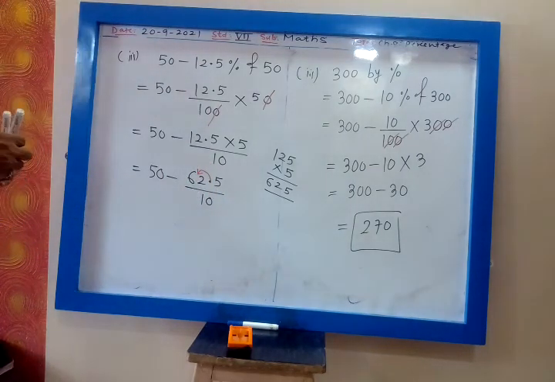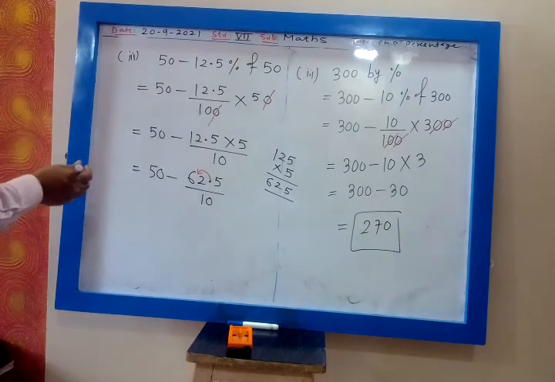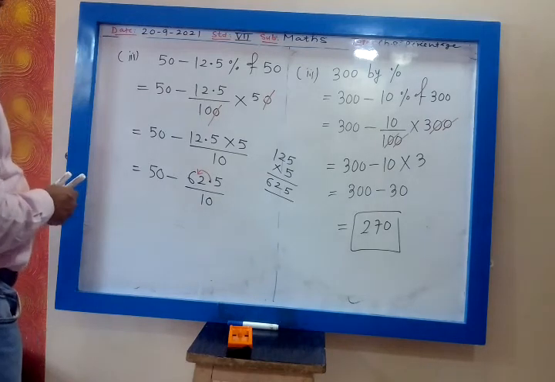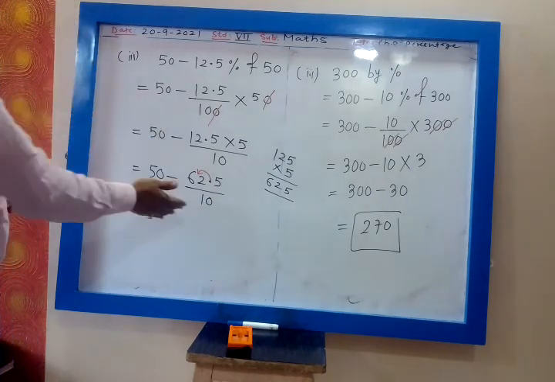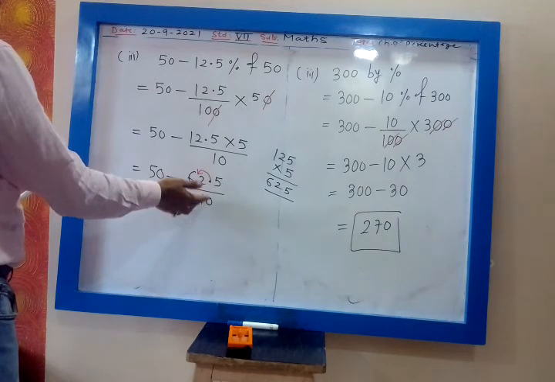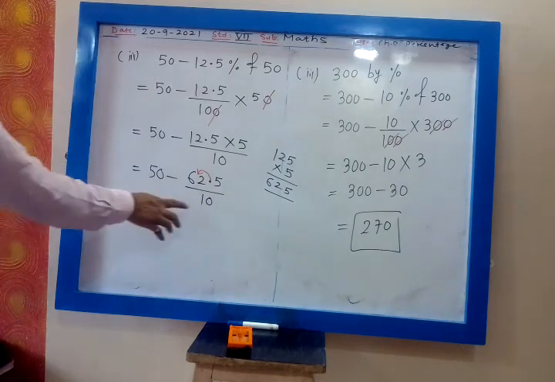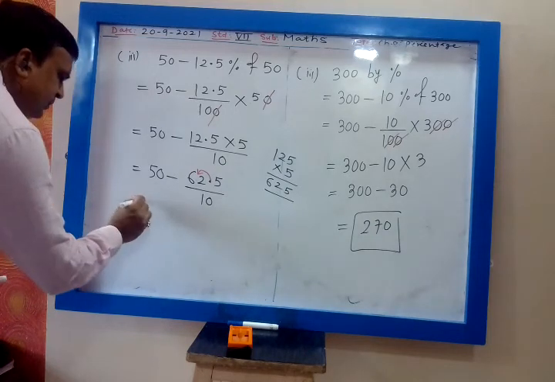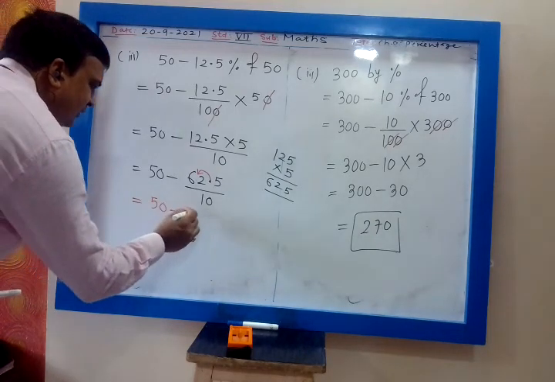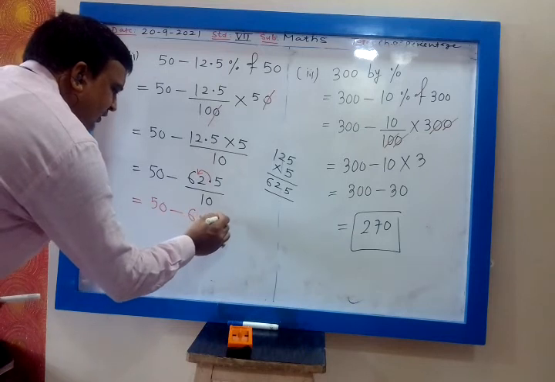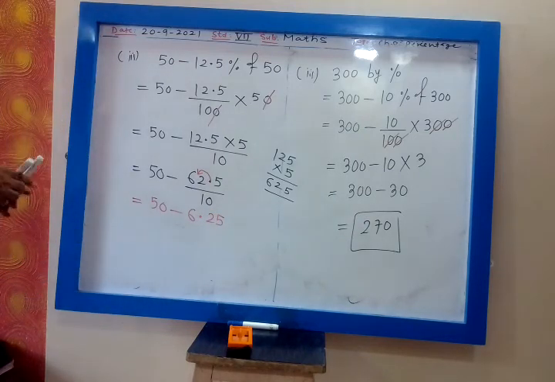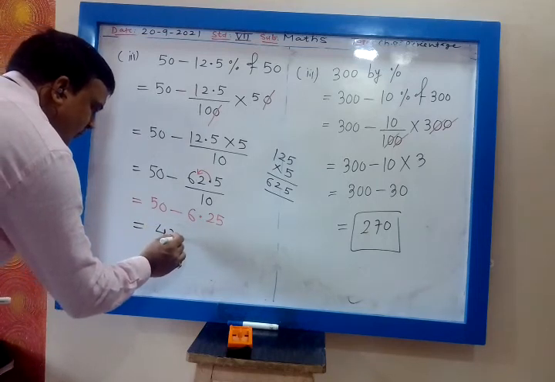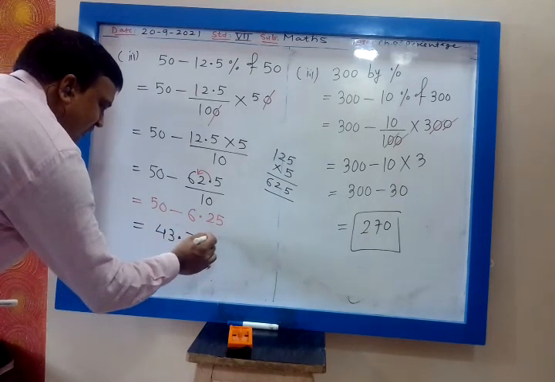What will the answer be? Because 10 is there, so I can divide. 1 zero is there, so you can shift the decimal to the left. So that will be 50 minus 6.25. You can easily do that. That is 43.75.